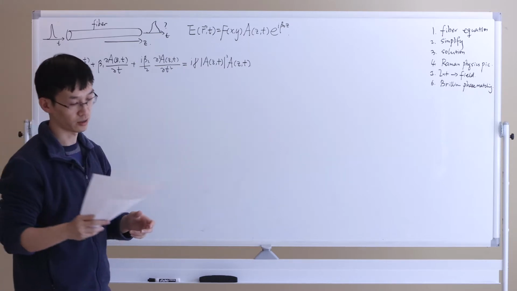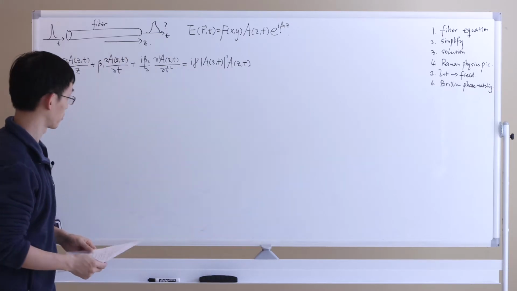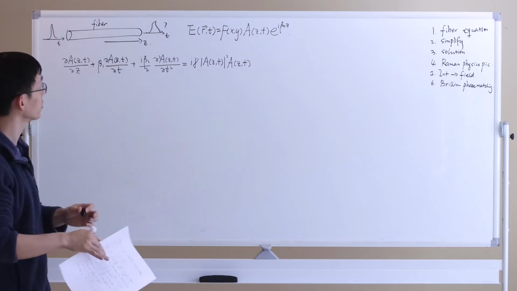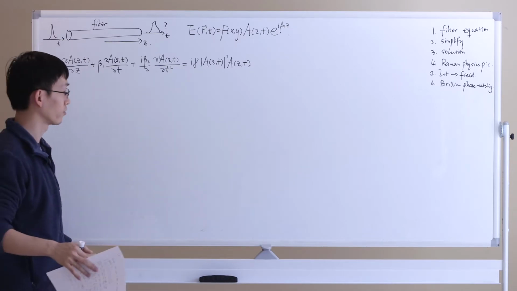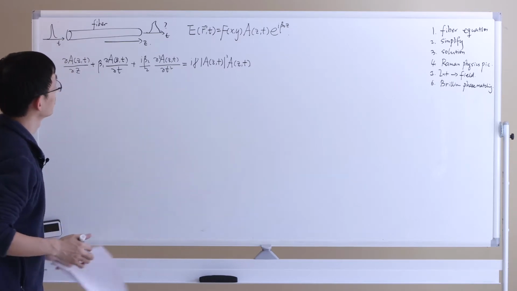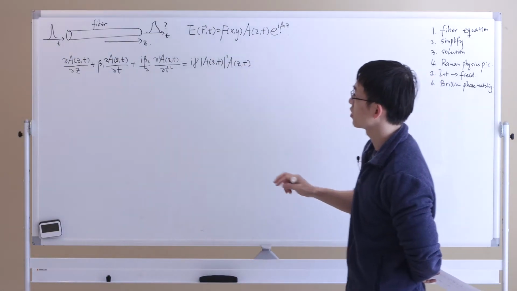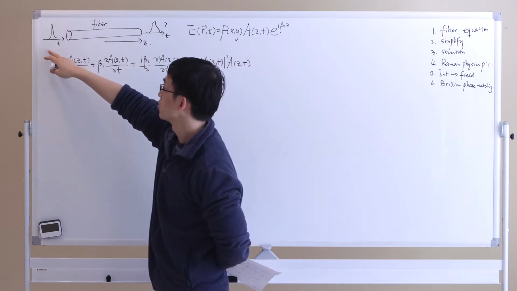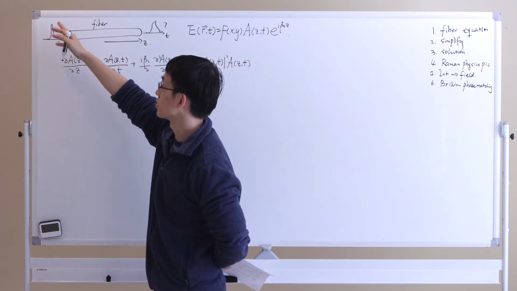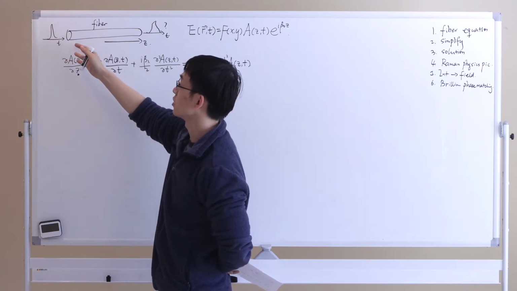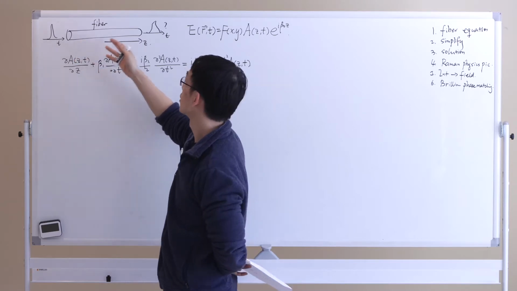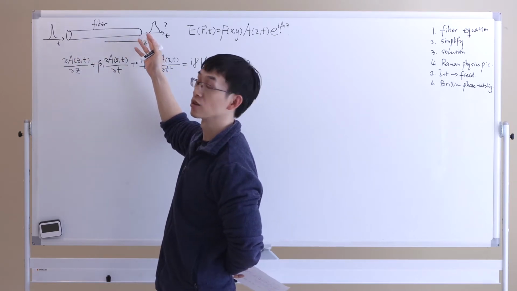mechanics related content. Okay, so to start with, I want to briefly review what we have learned in the previous lecture. The problem we're trying to understand is: if there's a pulse, or any light with a temporal profile, sent into an optical fiber, what would be the output?